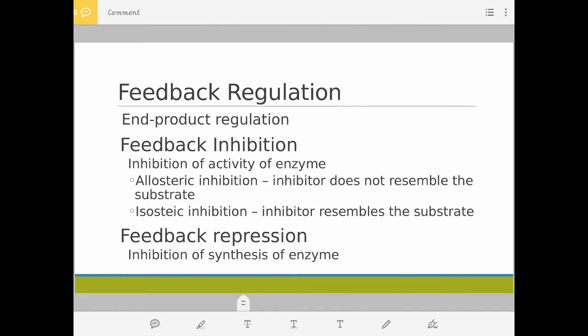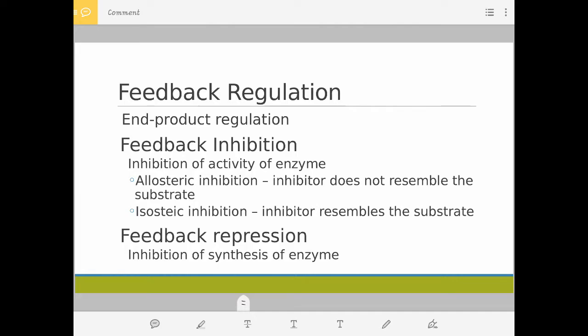Or you can have isosteric inhibition, although this is a bit rare, where the inhibitor resembles the substrate. Since it is a feedback inhibition, it's not very common that the end product of your pathway resembles the starting product of that pathway. Anyway, those are the two possible ways feedback inhibition works.